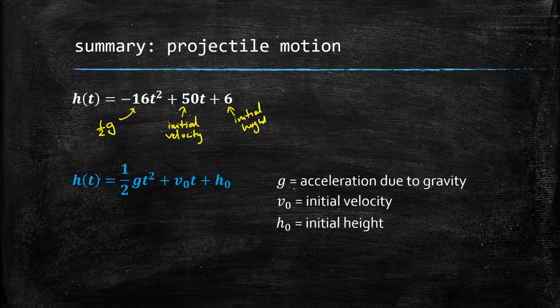And if this is the height function, then taking the derivative would give us the velocity function, which leaves us with gt plus v0. And notice there that v0 is the initial velocity, and then you are basically adding multiples of the acceleration due to gravity for every second that elapses. And then taking the second derivative, we get the acceleration function, which delivers us g, the acceleration due to gravity, which is what we would expect.